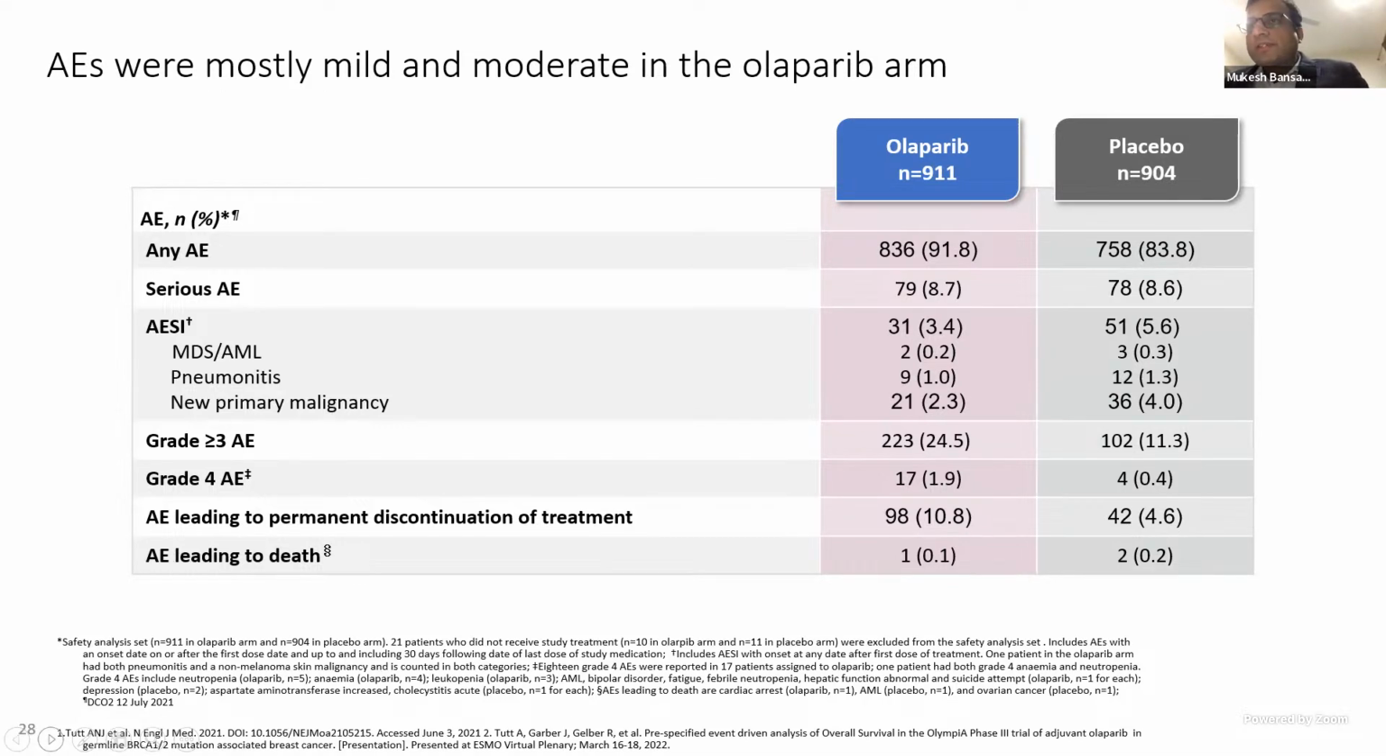So any grade adverse event occurred in 90% of the patients, but serious adverse events were only in 8% of the olaparib group. MDS or AML was seen in 2 patients of the olaparib group, but 3 patients of the placebo group also. Grade 3 adverse events occurred in around 24.5% of the patients, and adverse events leading to permanent discontinuation of treatment 10%, and 1 patient experienced death in the olaparib group compared to 2 patients in the placebo group.